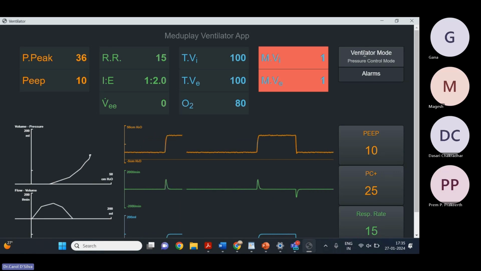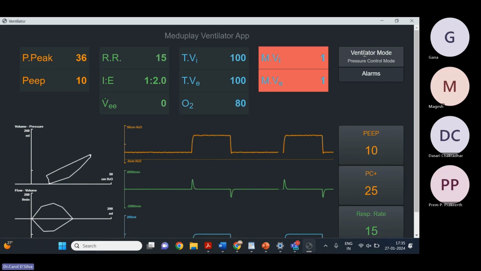Do we use pressure control in the ICU? Yes, only one person saying yes. Do we use? Have any of you seen? Use for BPF patient. We use for BPF patient.